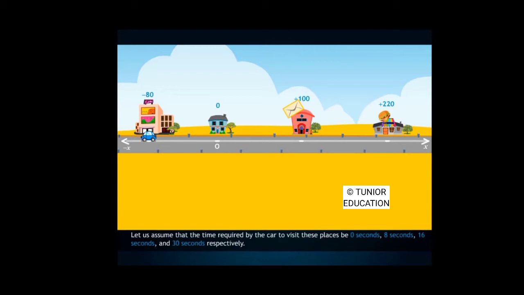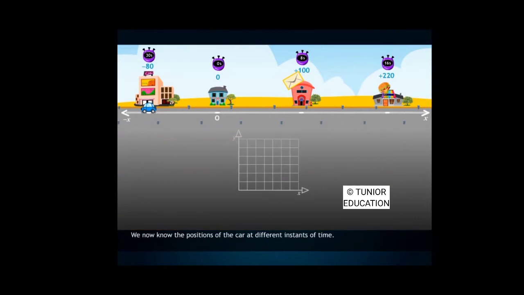Let's assume that the time required by the car to visit these places be 0 seconds, 8 seconds, 16 seconds, and 30 seconds, respectively. We now know the positions of the car at different instants of time. Let the y-axis represent the position of the car and the x-axis represent the time in seconds. We plot the corresponding points on the graph.